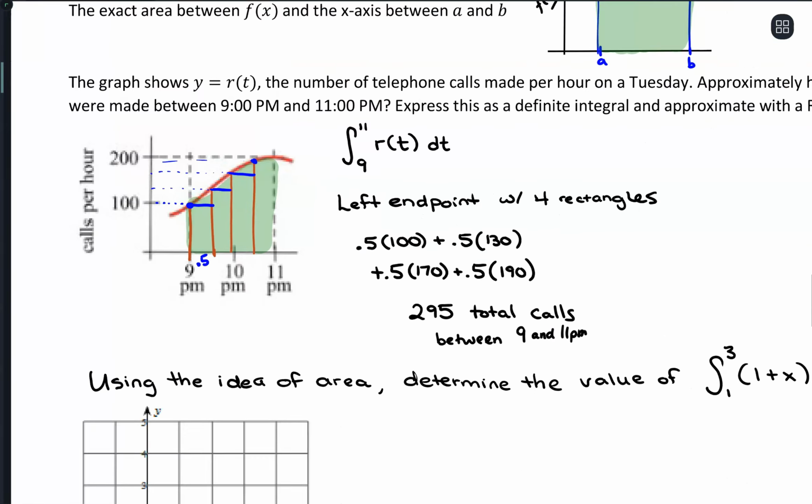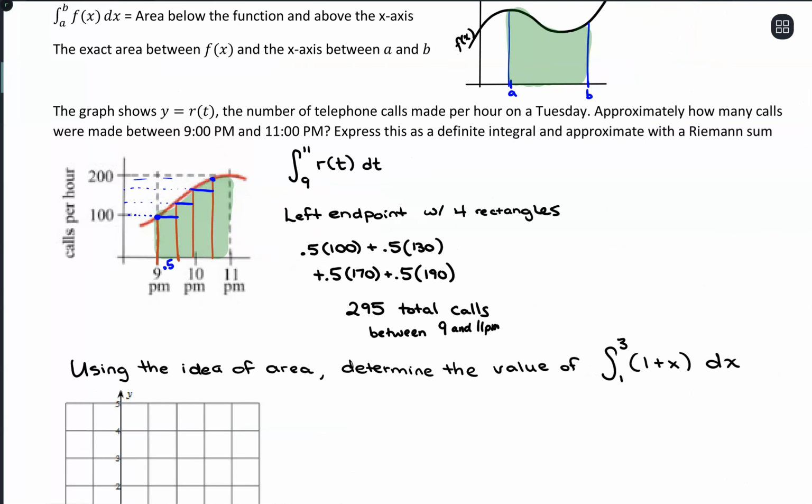Okay, so this idea of cumulative, adding up the total number of calls where they were just measuring calls per each hour, if we're adding those up, it would be about 295.